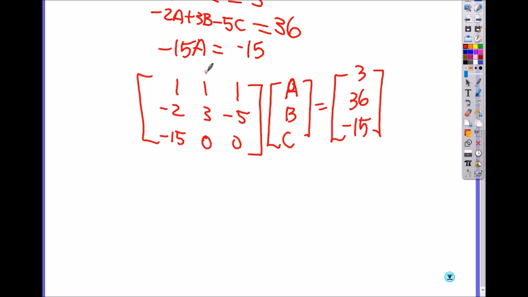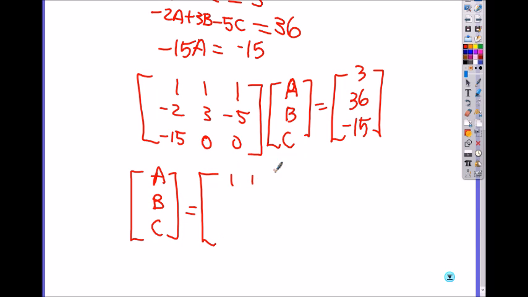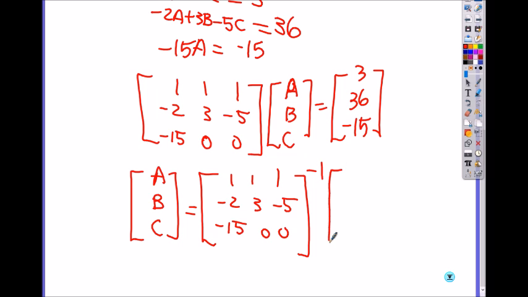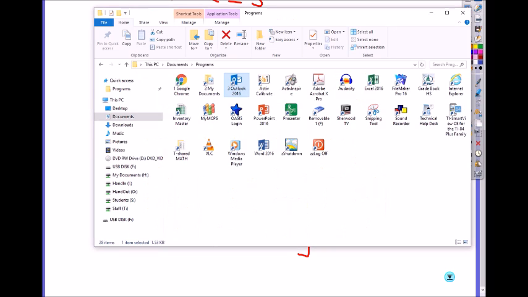Meaning, how do we get rid of this or make this equal to 1? You multiply by the inverse of this on both sides. So now if you rewrite it, A, B, C equals the inverse of this, 1, 1, 1, negative 2, 3, negative 5, negative 15, 0, 0. Multiply the inverse, this is the notation for inverse, times 3, 36, negative 15. So now let's plug into the calculator and find its inverse because we don't know how to find the inverse by hand if the matrix is 3 by 3.